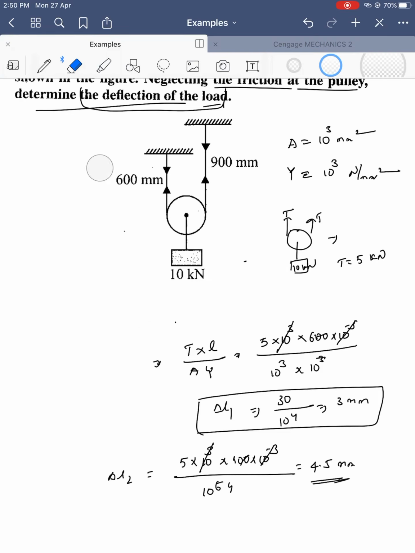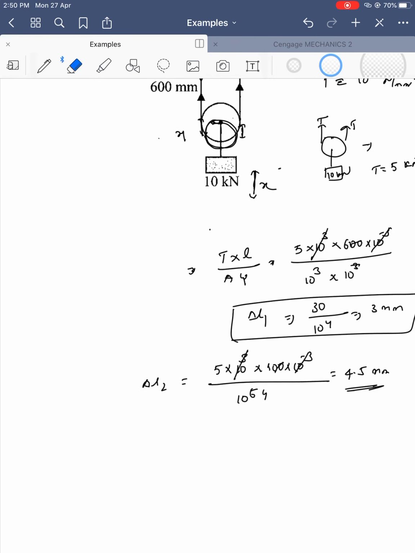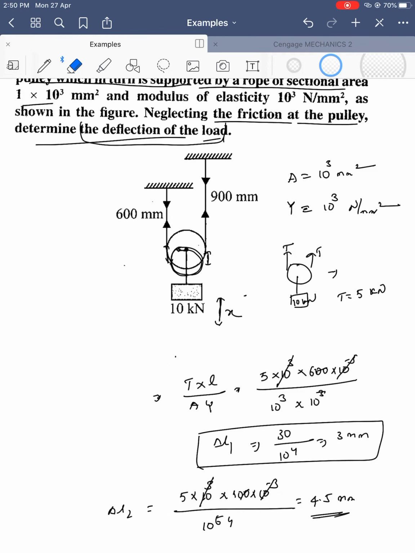It's a combination of Newton's laws of motion. I am assuming it is deflected by x. If it is deflected by x, how much will be the deflection? x1 on one side, x2 on the other side. Total deflection in the downward direction is how much?